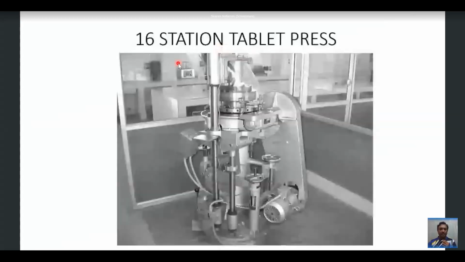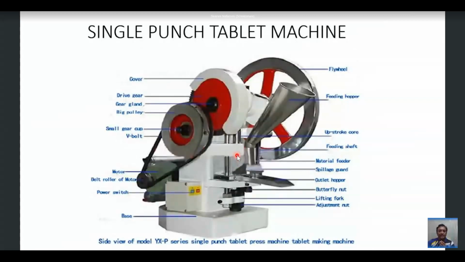This is the 16 station tablet press. Coming to the single punch tablet machine, this has a single station. It has one single punch set. One punch set here means the lower punch, the die, and the upper punch. These three tools put together are termed as one station. As there is one station in the tablet machine, it is termed a single punch tablet machine. This is mostly used for academic purposes.